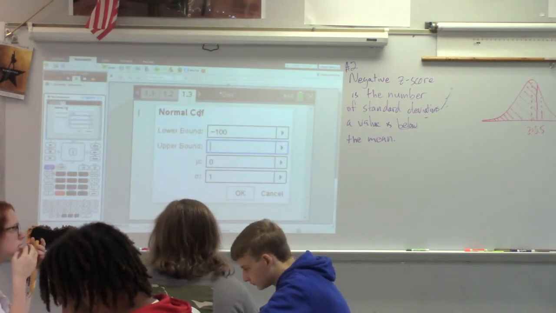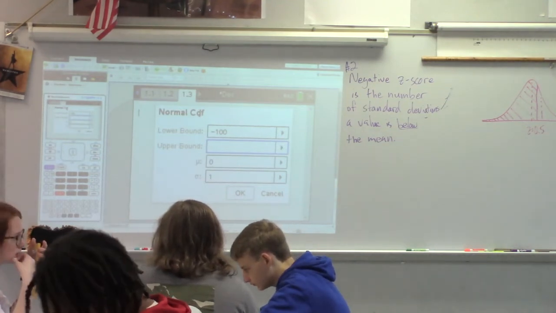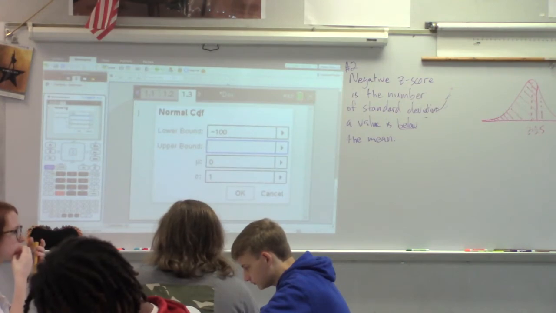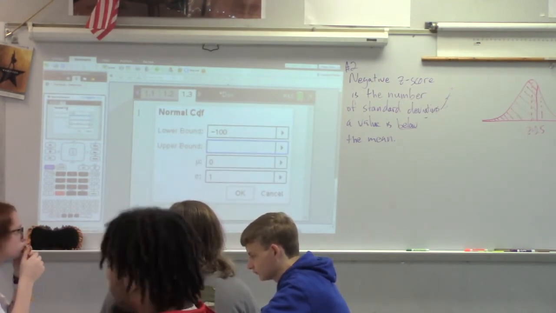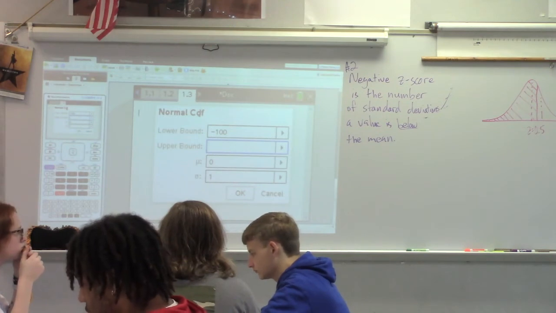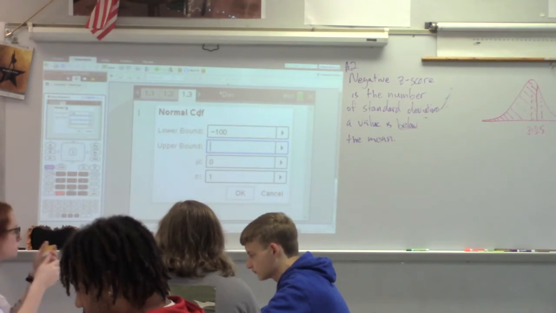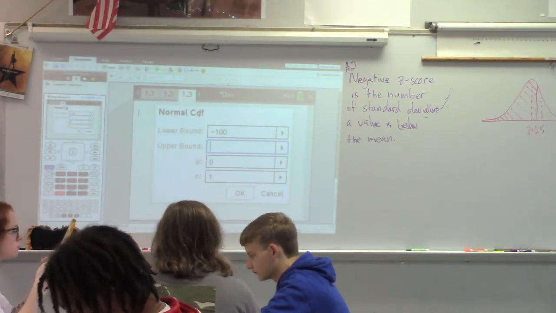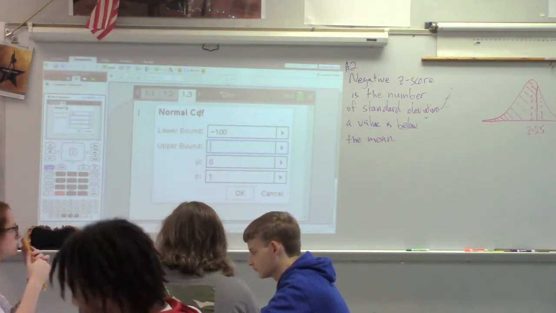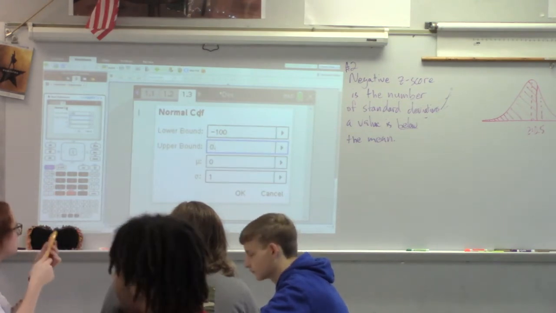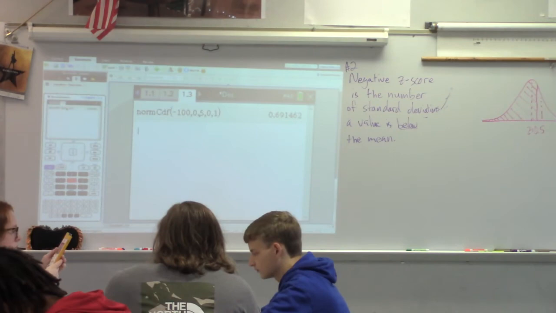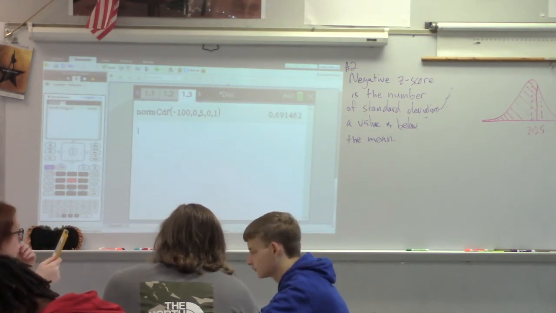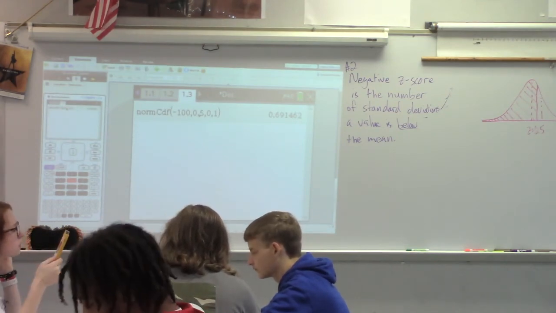So what's the upper bound of that shaded region that we're looking at? Guys, I've already given it to you. 0.5. Right? A z-score is based on the standard normal distribution. So the upper bound is 0.5. Hit enter. So what is the area to the left?